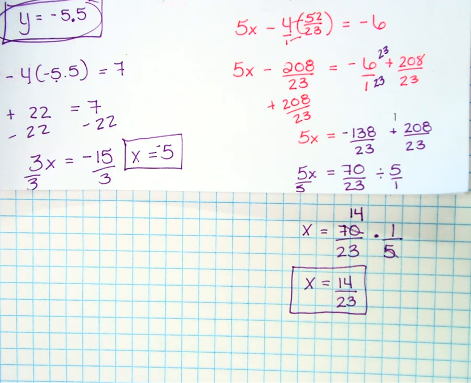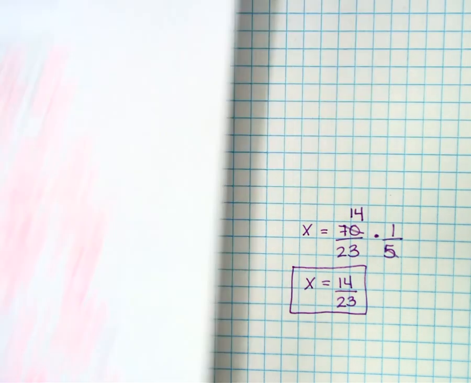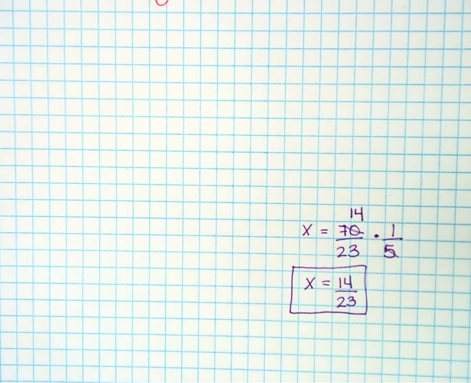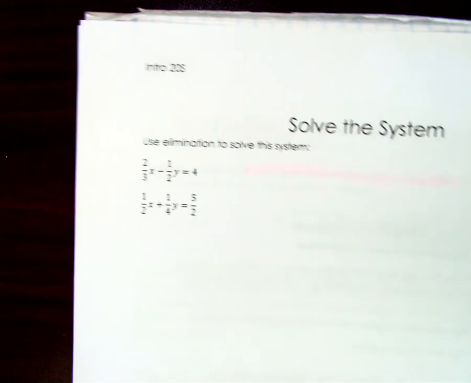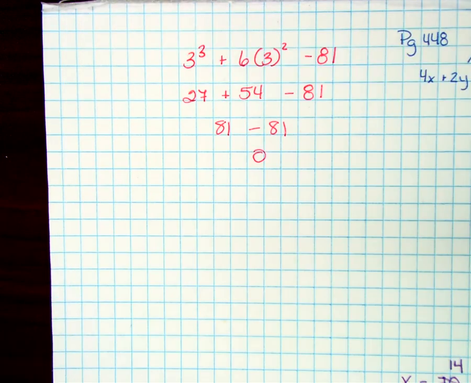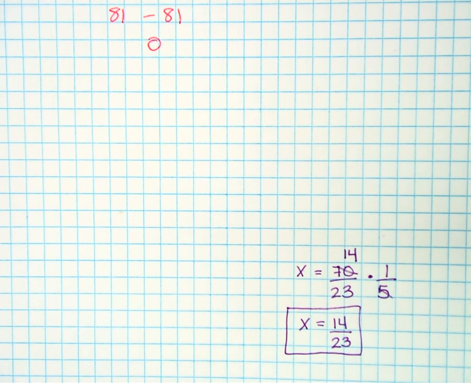If you do use decimals, ladies and gentlemen, you need to use all the decimals on your calculator screen throughout the whole thing. Okay, you good? It's good to practice with fractions though, because they will come up. X equals 22 over 23. No, it was 14 over 23.